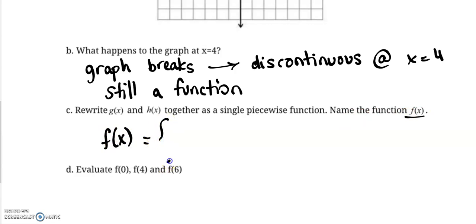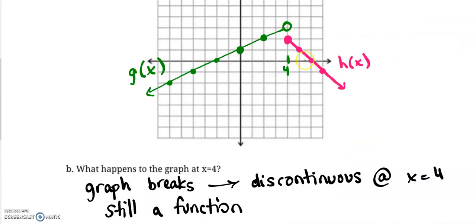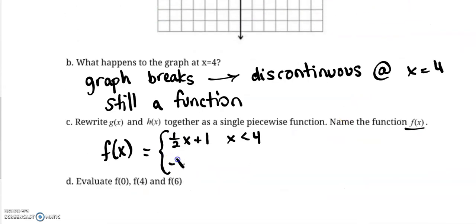So f of x equals, and we use these fancy brackets because it's the combination of one half x plus 1, where x is less than 4, and negative x plus 6, where x is greater than or equal to 4. I always like to write the functions from top to bottom in the order I graphed them. So this function here was the first one we graphed, so it came first in my list, the second is second in my list, and so on and so forth.